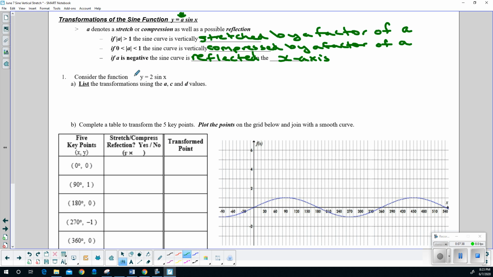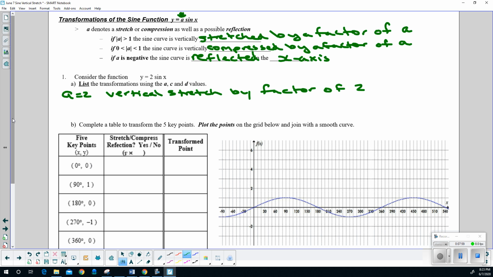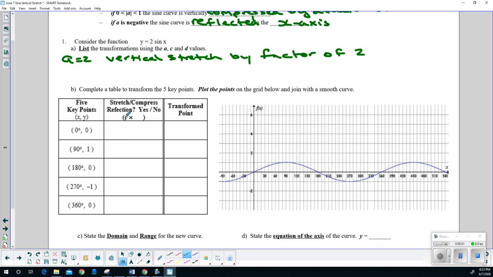So let's look at this. We've got y equals 2 sine x. So the only thing that I've added into my sine x curve is this 2. So there's my A. So that means I have a vertical stretch by a factor of 2. So what does that mean? Let's remember. So that means I'm going to take all my y values and I'm going to times it by 2. I'm not changing my x's. They all stay the same.